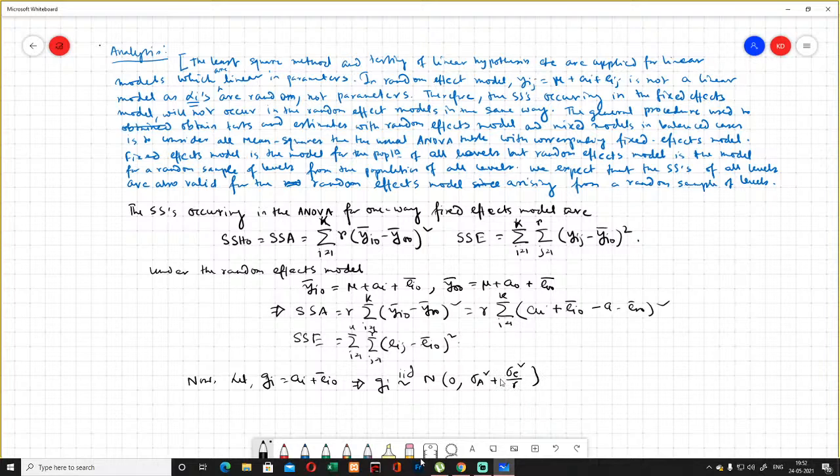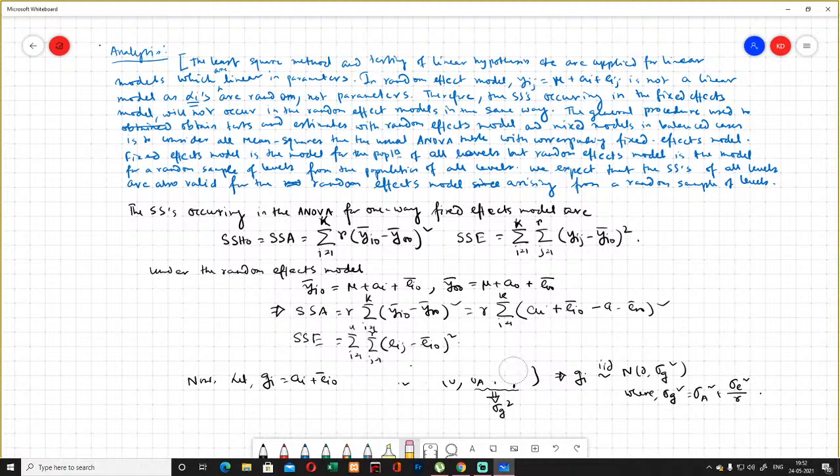Okay, so we denote this value by sigma g square. Therefore we write gi follows iid normal 0, sigma g square, where sigma g square is equal to sigma a square plus sigma e square by r. So erase this line, just write it. Okay.